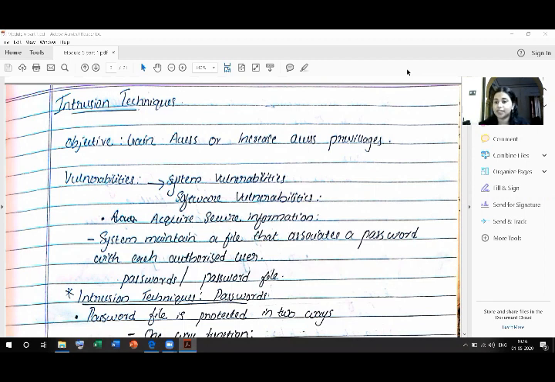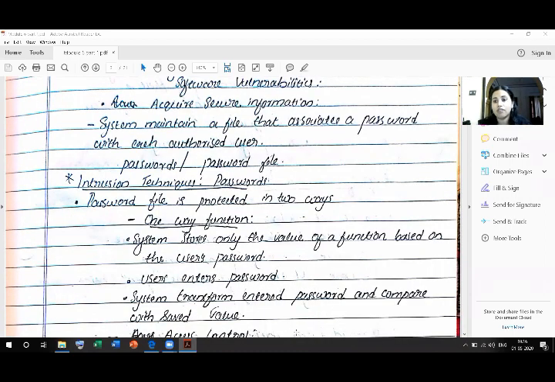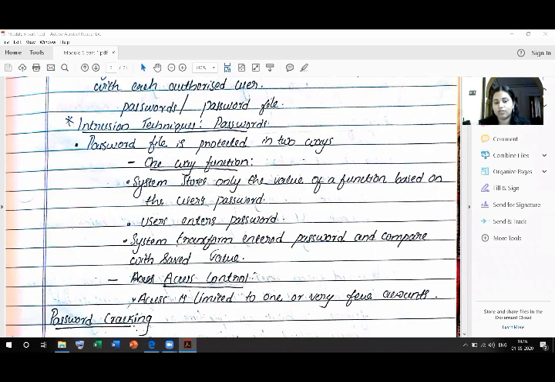The intrusion techniques with the passwords. The password file is protected in two ways. First one is the one-way function, and second is access control. One-way function means the system stores only the value of a function based on the user's password. We enter a password, and relating to this password, the system saves a number. Then when we enter this password, they compare it with the value. If they match, then the site is open. Otherwise, the password is incorrect.